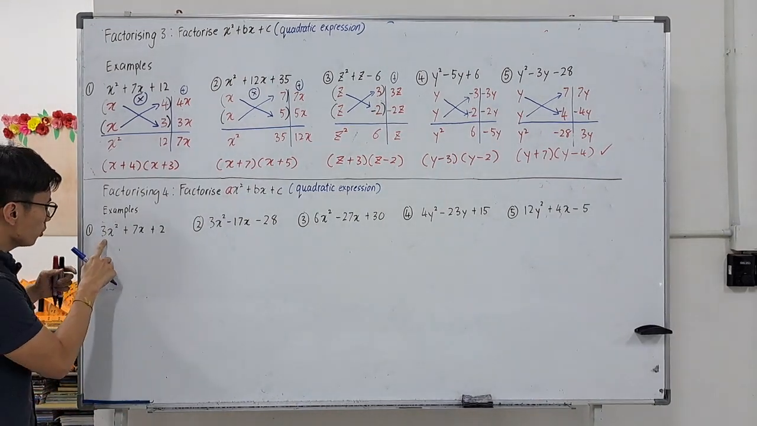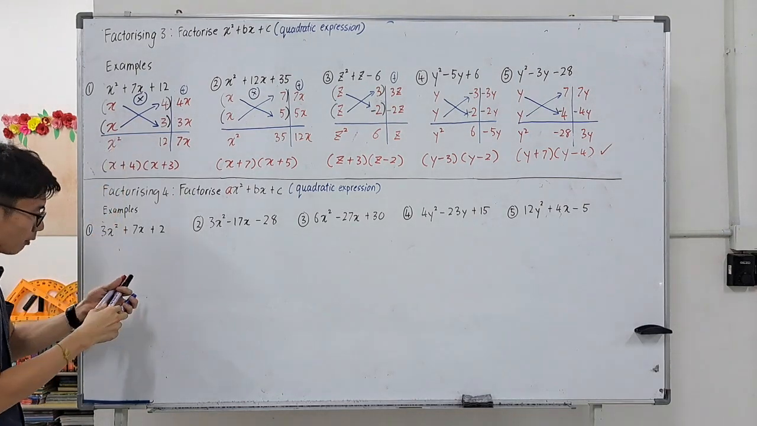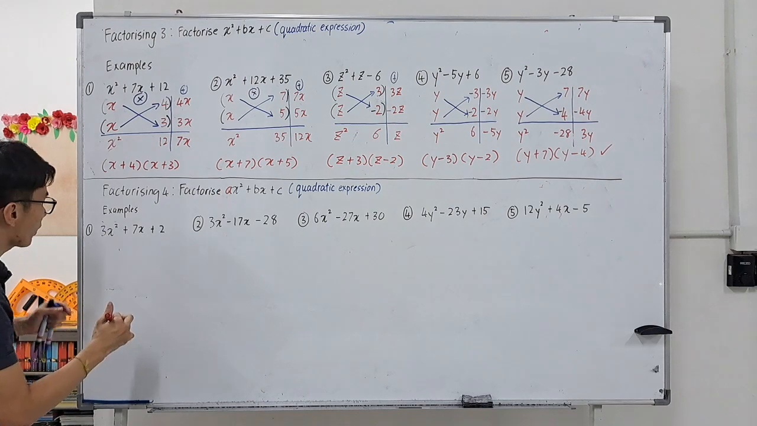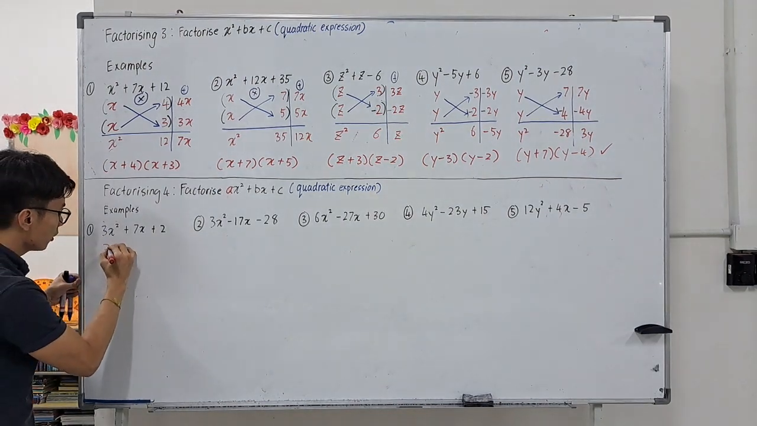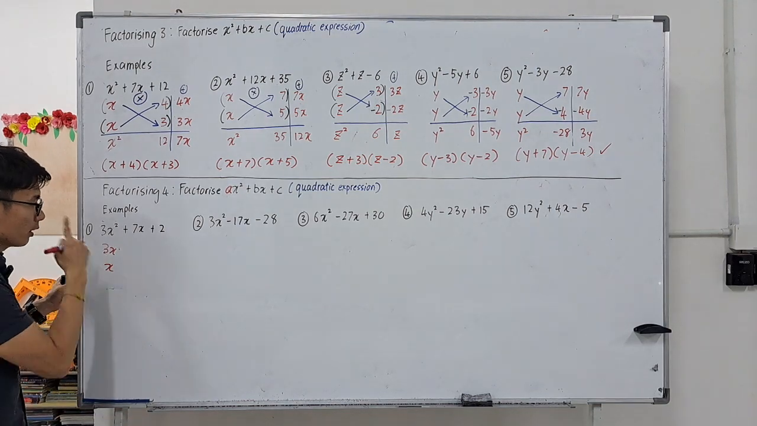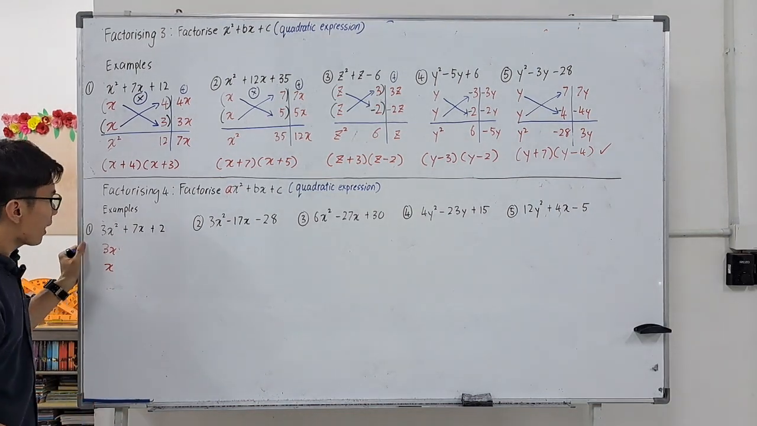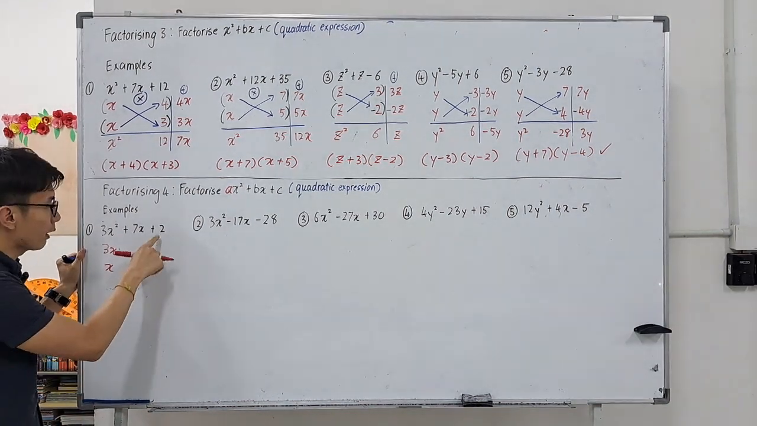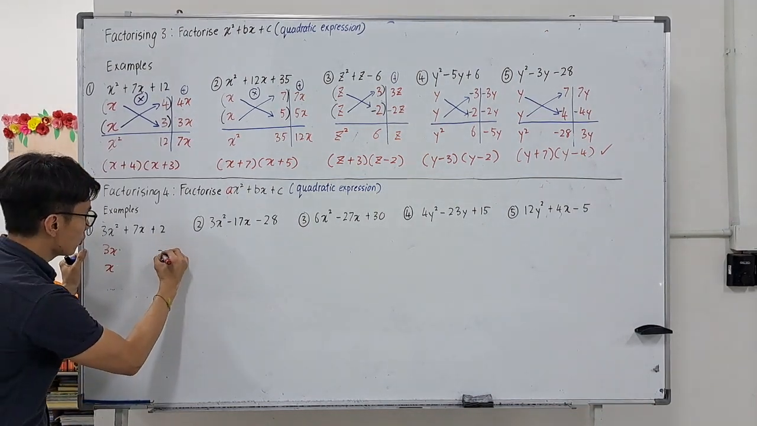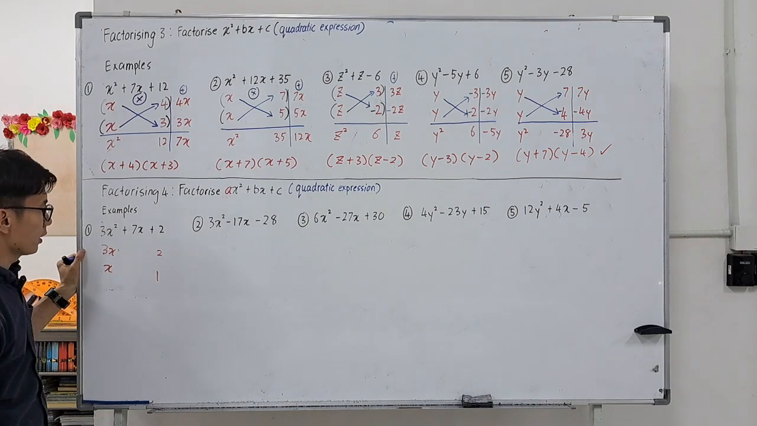Okay, so 3x squared, same thing. I'm going to use the table method. So what pair of numbers will I multiply to give me 3x squared? That's going to be 3x and x, correct or not? Okay, so over here again, what pair of numbers can I multiply that will give me 2? Again, there's only one pair of numbers, right? So that's going to be 2 and 1 over here.